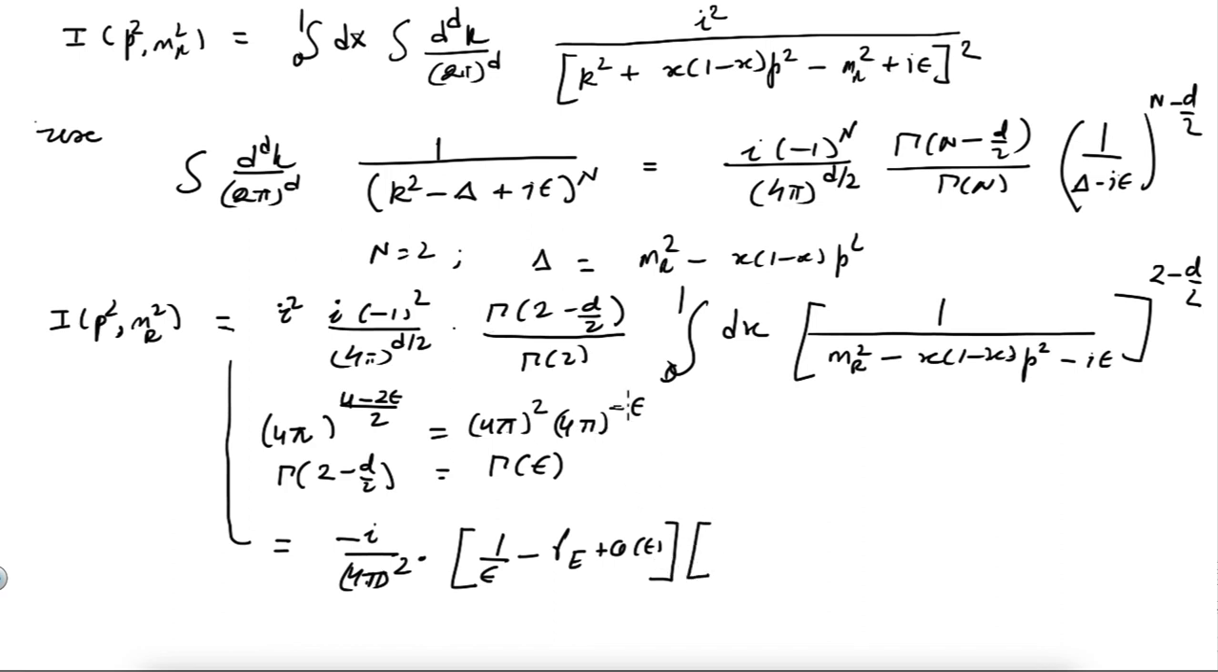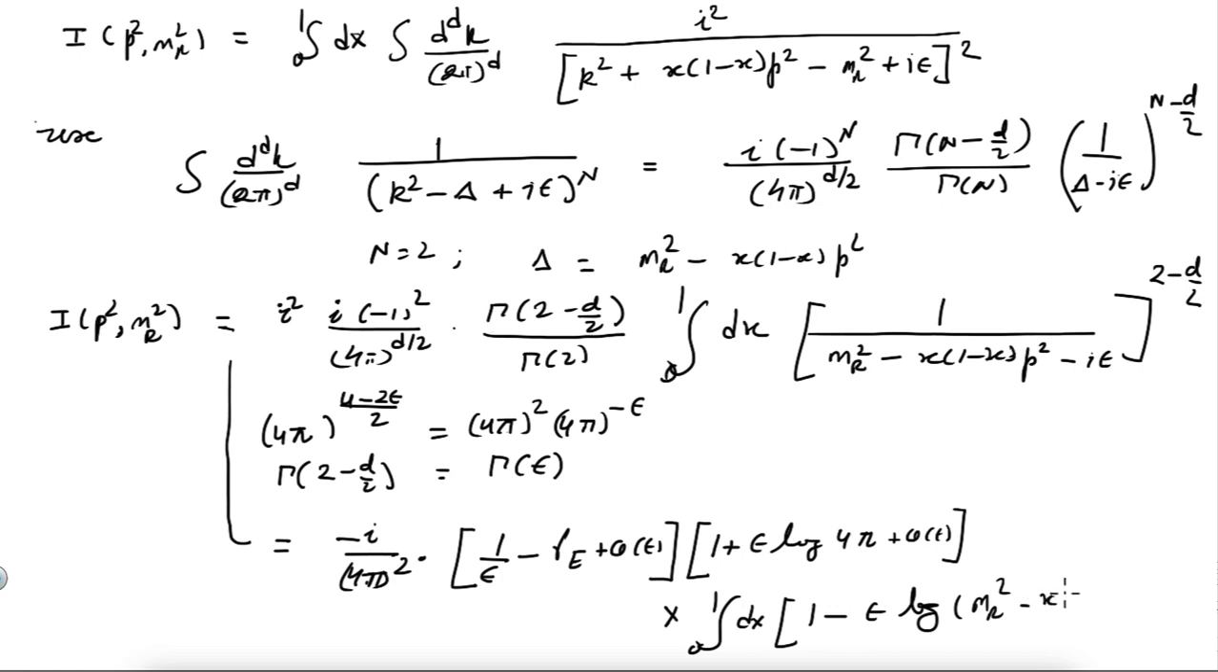Then you have coming from (4 pi) to the epsilon, 1 plus epsilon log 4 pi plus again order epsilon term, times integral 0 to 1 dx, 1 minus epsilon log of (m_r square minus x (1 minus x) p square minus i epsilon) plus order epsilon square terms. Okay. This epsilon is different. Okay, now all we have to do is multiply all these terms and look at the singular and finite terms and drop the order epsilon terms.